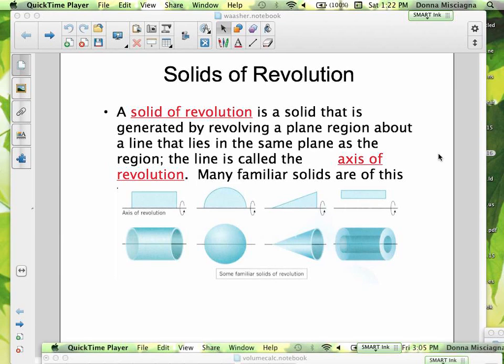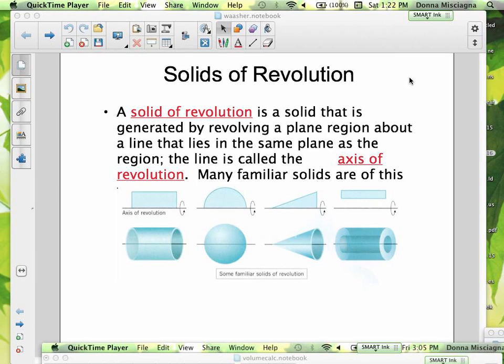All right, so now we're going to be solving, in this podcast, solids of revolution using the washer method. A solid of revolution is a solid that's generated by revolving a plane region around a line that lies in the same plane as the region. The line that we're revolving around is the axis of revolution.